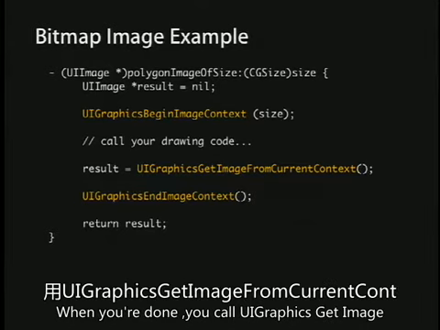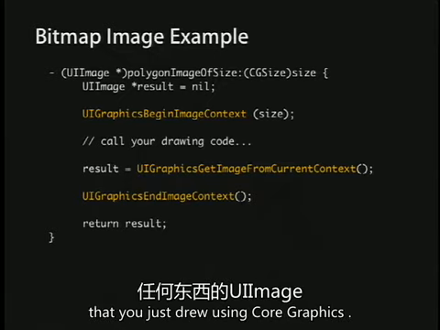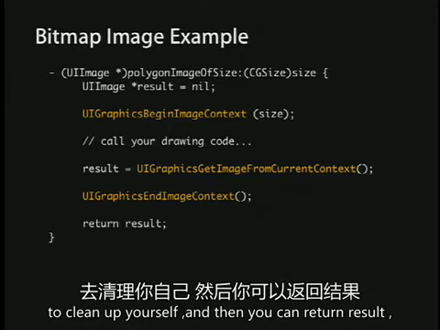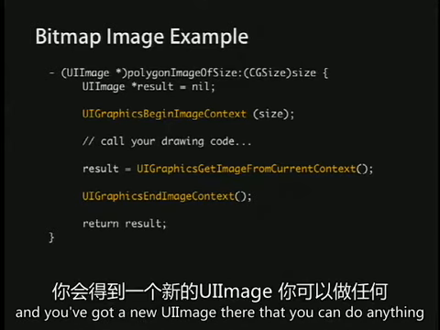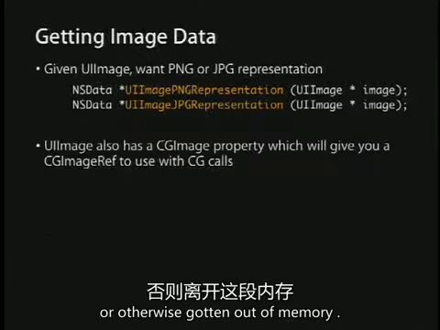When you're done, you call UI graphics get image from current context. And this returns you back a UI image that represents whatever it was that you just drew using core graphics. And finally, you call UI graphics end image context to clean up after yourself. And then you can return result, and you've got a new UI image there that you can do anything with that you'd have been doing with any other UI image loaded from disk or otherwise gotten out of memory.